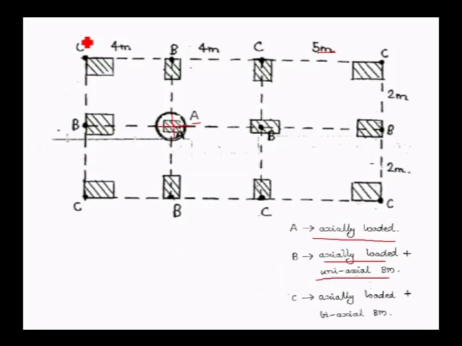Whereas corner columns C, the center is away from the x axis as well as the y axis. That is why corner columns are biaxially loaded columns, that is axially loaded plus biaxial bending moment. Like this, practically when we design the columns, depending upon the orientation and position about the x and y axis, we can classify columns into three categories, whether axially loaded or eccentrically loaded columns.